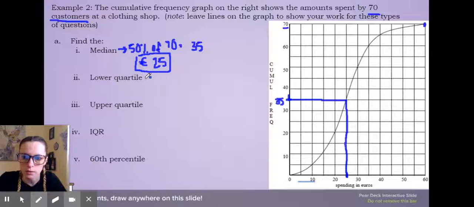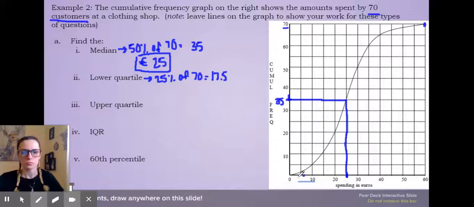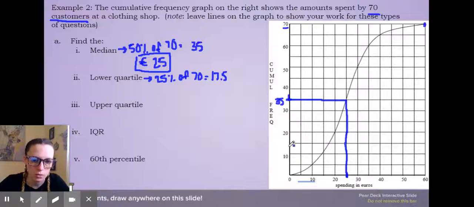All right, so let's look at it again for lower quartiles. So I'm looking at the 25th percentile. So 25% of 70, which is 17 and a half. So again, on my y-axis, going to 17 and a half. So this is 15, so 17 and a half will be right in the middle. From 17 and a half over to my graph, and then dropping down to the x-axis.